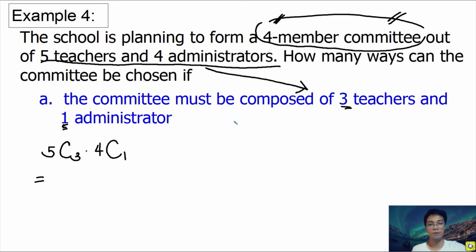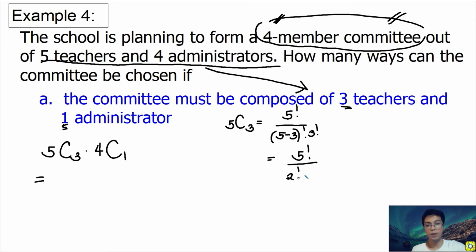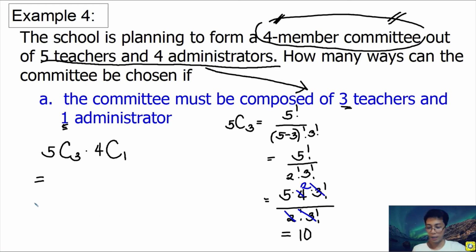So, unahin natin si 5 chosen 3. Si 5 chosen 3, that's equal to 5 factorial over quantity 5 minus 3 factorial, 3 factorial. So, that's equal to 5 factorial over 2 factorial, 3 factorial. So, 5 times 4 times 3 factorial over 2 factorial, 3 factorial. So, cancelin natin si 3 factorial. May natira ka pa na 2, so cancel na natin kay 4, so that's equal to 2. Ang natirang numbers natin ay 5 at 2, so 5 times 2, that's equal to 10. Therefore, ang sagot natin dito is 10.